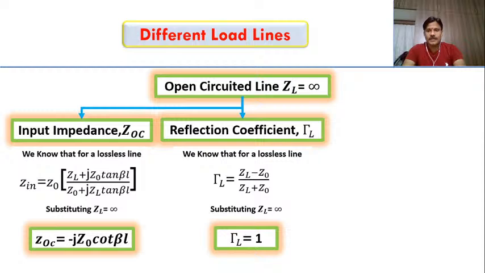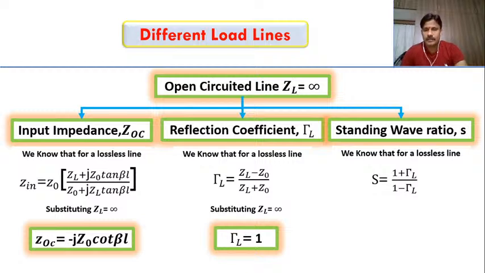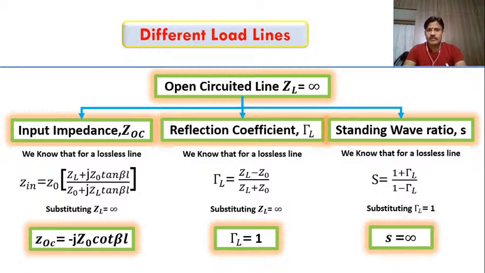Similarly, the third property, what is that? Standing wave ratio. Yes, we will do the standing wave ratio in a similar fashion. The standing wave ratio S, first we have to consider the original expression, S equals 1 plus gamma L by 1 minus gamma L. Here gamma L is 1. So substituting this, again we will get S equals infinity. In the previous case also infinity, now it is also infinity. In the previous case gamma L is minus 1, now in this case gamma L is plus 1.